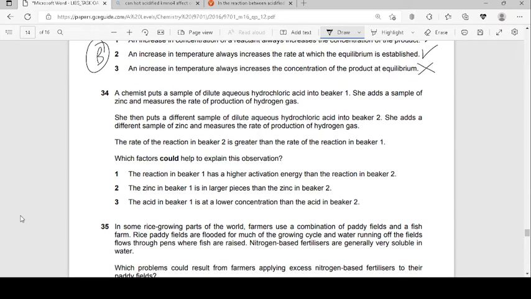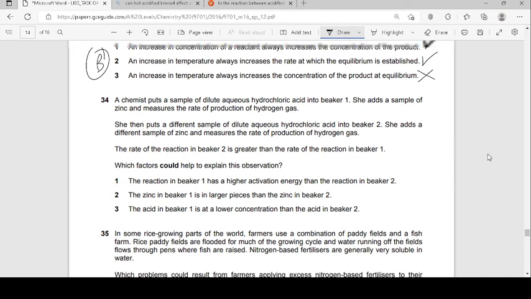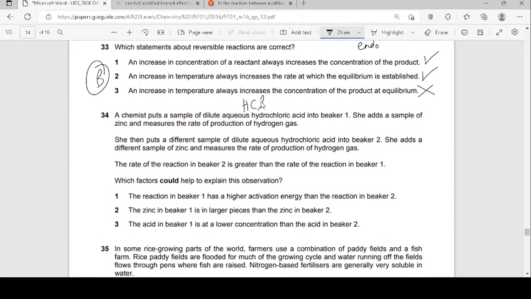Question number 34. A chemist puts a sample of dilute aqueous hydrochloric acid into beaker 1. So you have HCl, which is dilute and aqueous as well. So she has a sample of zinc and measures the rate of production of hydrogen gas. So the reaction taking place: Zn plus 2HCl gives ZnCl2 plus H2. It's 2HCl, okay?